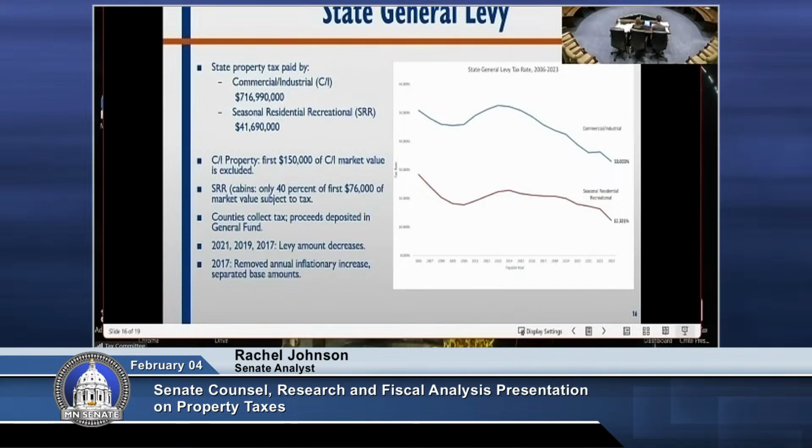I'm going to draw your attention to the graph, which shows that for both levies there has been fluctuation, but generally since around 2013, 2014, they have been decreasing. And you'll notice decreases too as levy amounts are decreased.